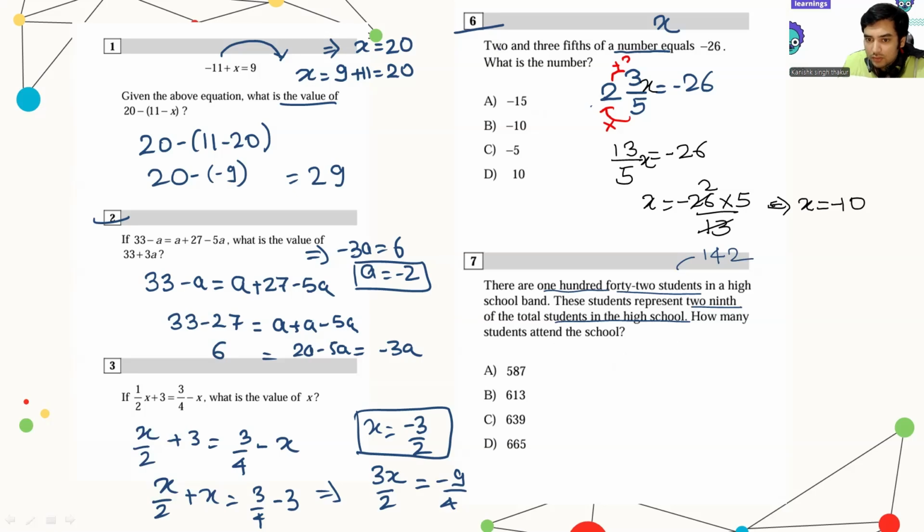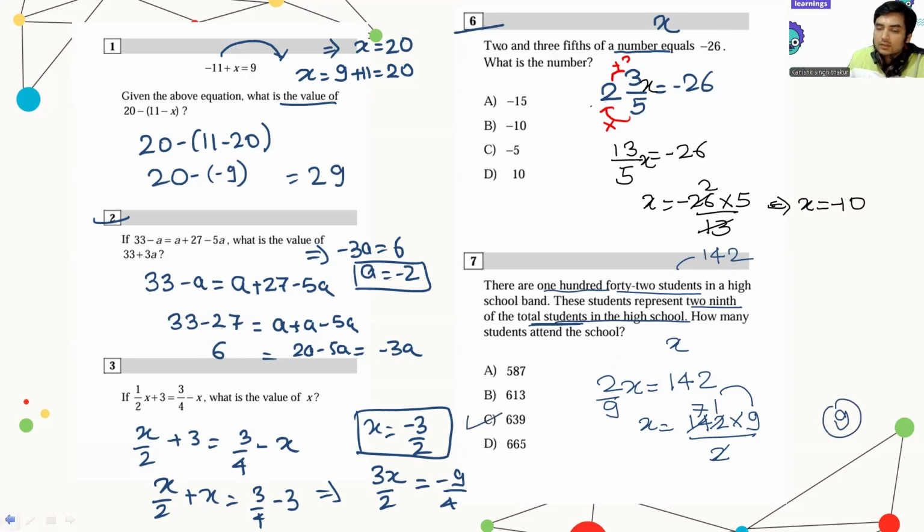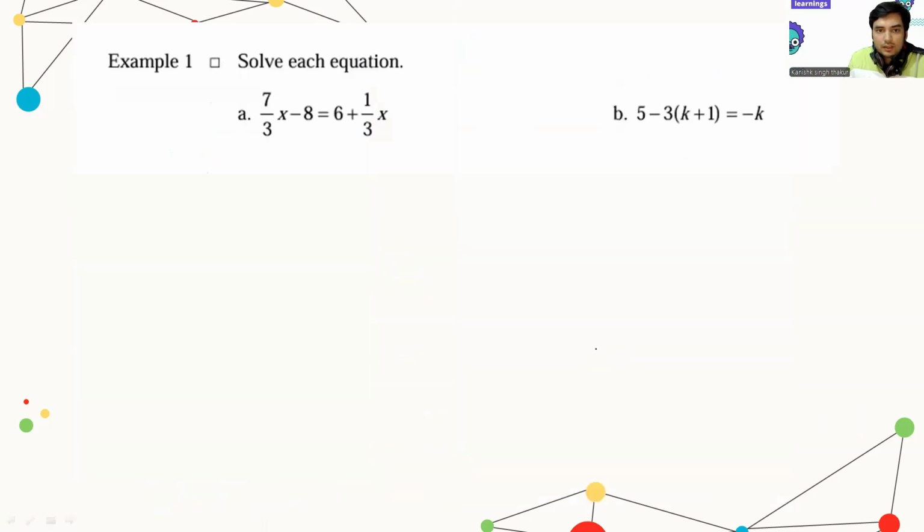Let the total students be x. So 2/9 of x is 142. So x you have to find. So 142 times 9 over 2. Now 1 times 9, I'll just see the unit digit of the answer. 1 times 9 is 9. So the answer will have the unit digit 9. That's it. So I hope this is all clear.